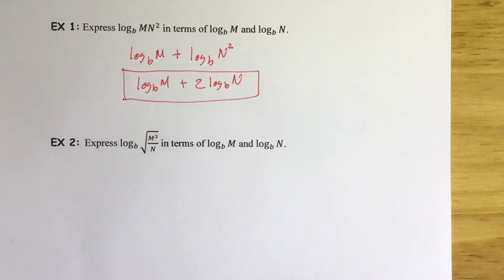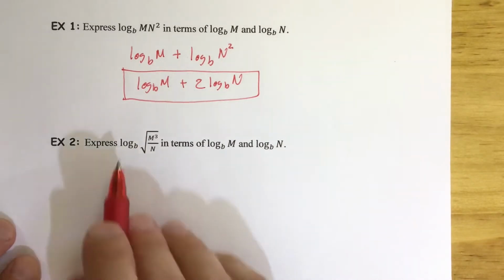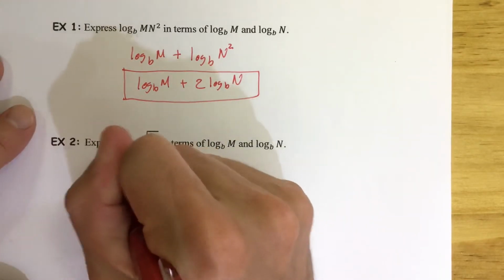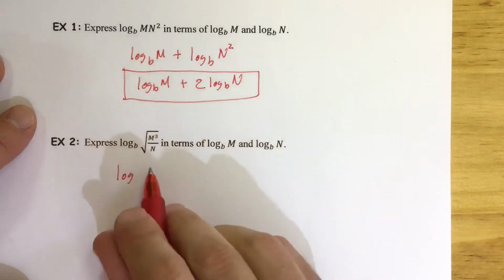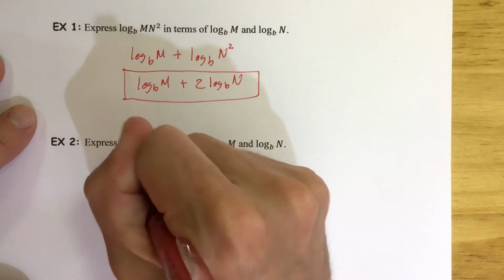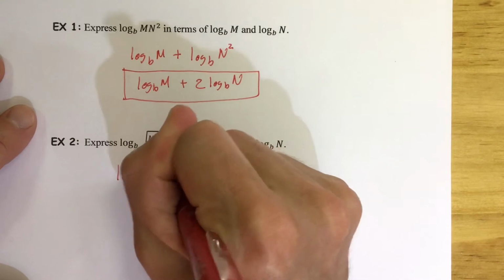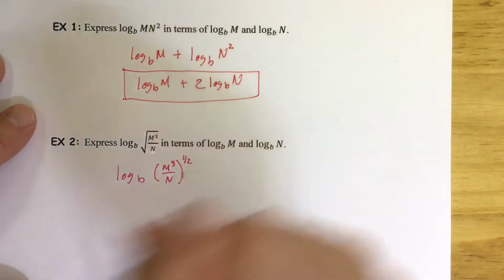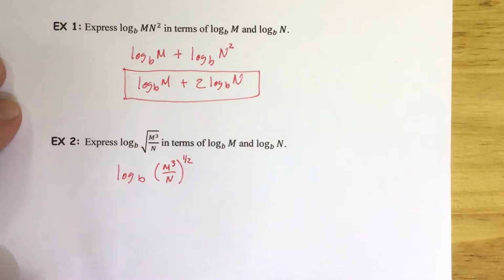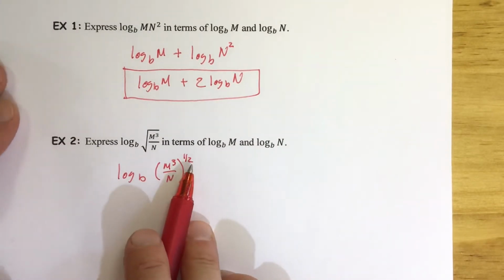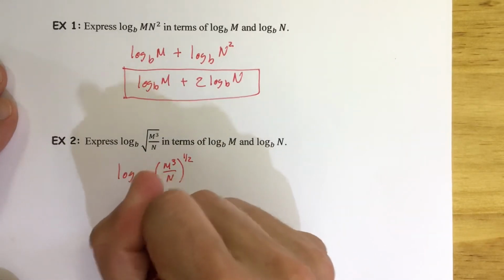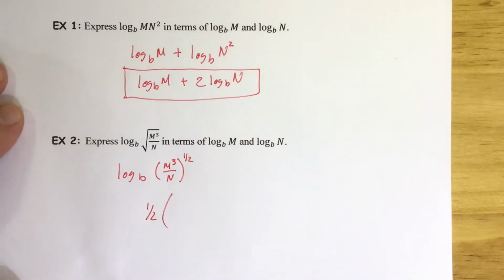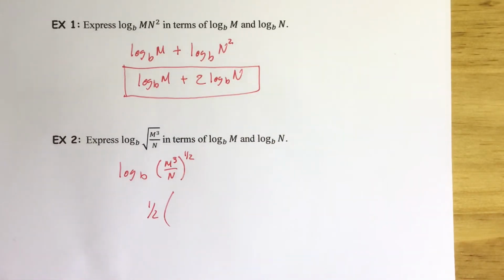All right, example 2 is going to do a little bit of that because the radical can be reinterpreted as a power. All right, think about that for a second. The square root of anything is the same as raising to what power? The 1/2 power. So everything is raised to the 1/2 power. So 1/2 is going to go to the front at the very beginning, and then everything else is going to be in parentheses.